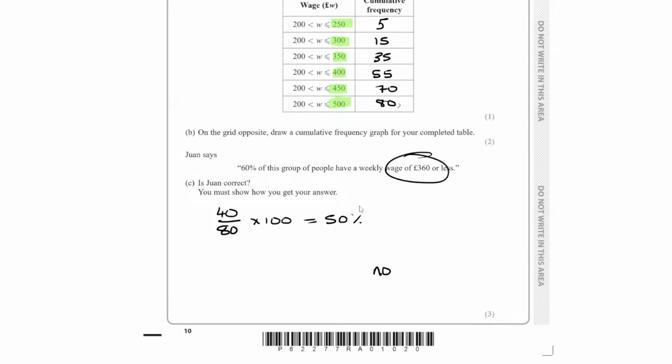It's obviously no. But as you said, you could go the other way around. You could work out 60% of 80 and then figure out how many pounds that is and go, actually 60% is 380 pounds. So again, he's still wrong. It doesn't matter which way round you do it, whichever makes sense to you. Either way, you should get the answer no. He is not correct. And that was 3 marks, actually. That was quite good.